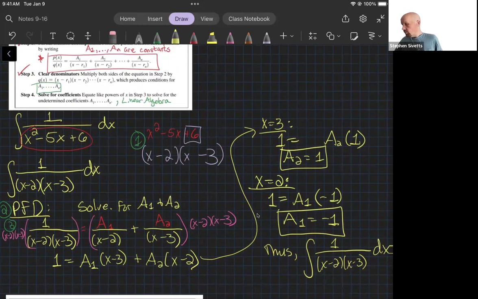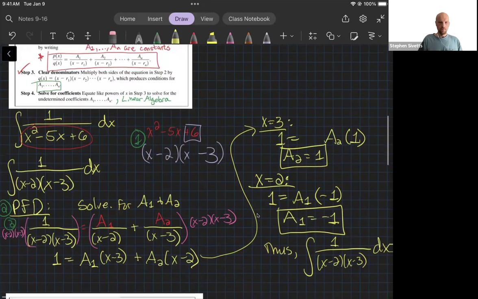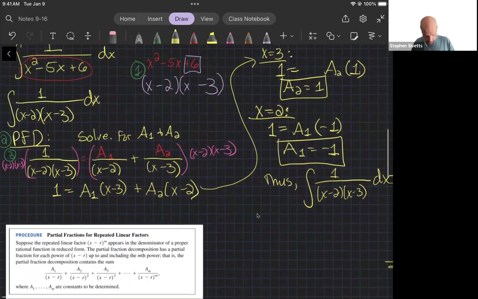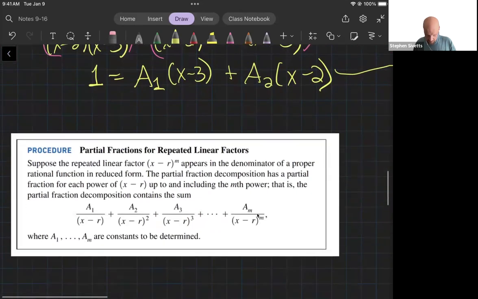What about another example that deals with a repeated factor? Well, in the case of a repeated factor, we're going to have to take account of the repetition of that factor occurring in the fraction. So the procedure for this is the following, right? Suppose we have a repeated factor of this type, x minus r to the m. So m is any real number, right? R is just a factor, okay? So suppose it appears in the denominator of a proper rational function that is factored, right? And it's reduced, okay?